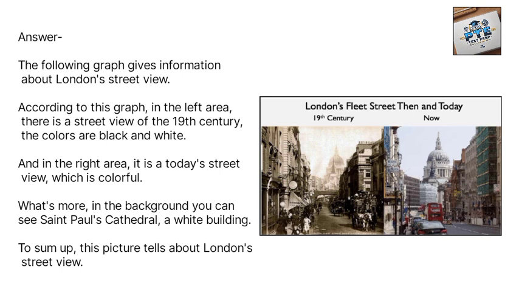What's more, in the background, you can see St. Paul's Cathedral, a white building. To sum up, this picture tells about London's street view.